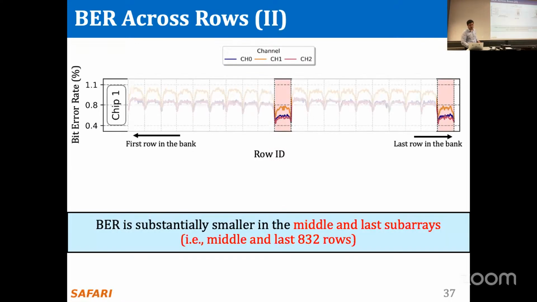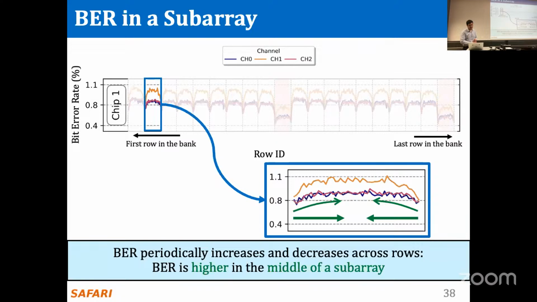From here, we observe that the bit error rate is substantially smaller in the last and the middle subarrays than all other subarrays. We have some hypotheses for these. I'll explain them later on. You also see that bit error rate goes up and down as you move inside a subarray. The bit error rate is highest in the middle of a subarray and it's lowest at either ends of the subarray. This one I don't have a very good explanation for.